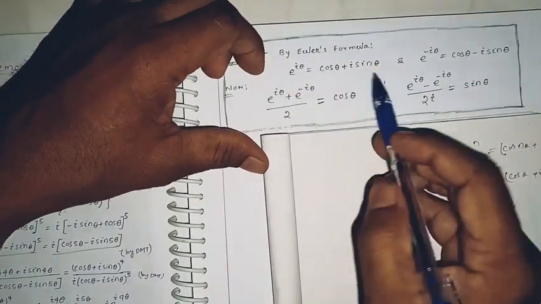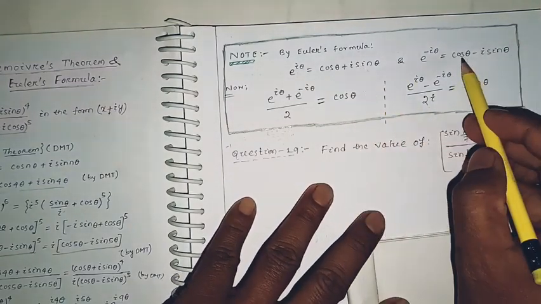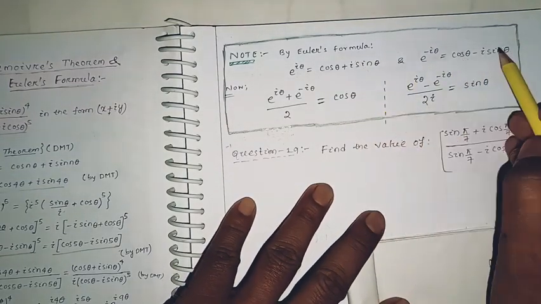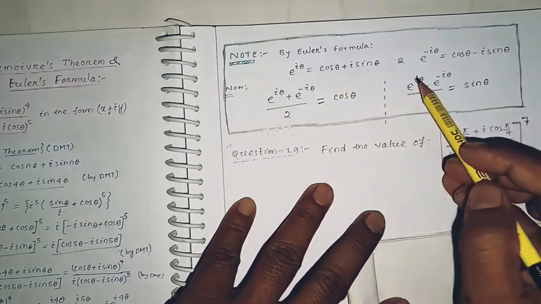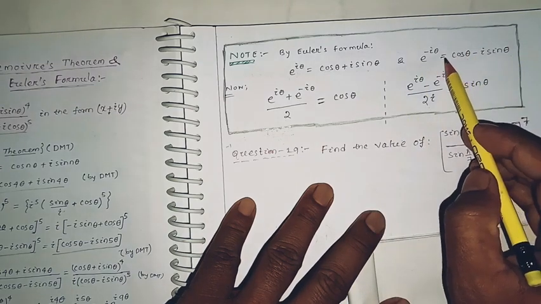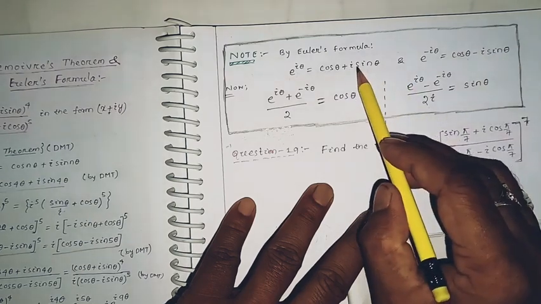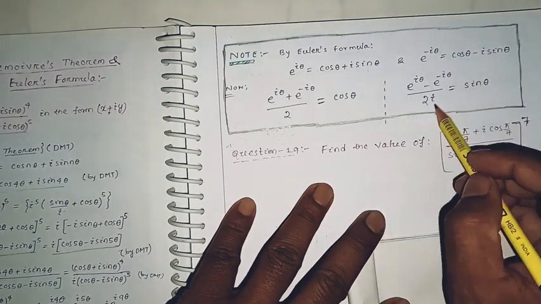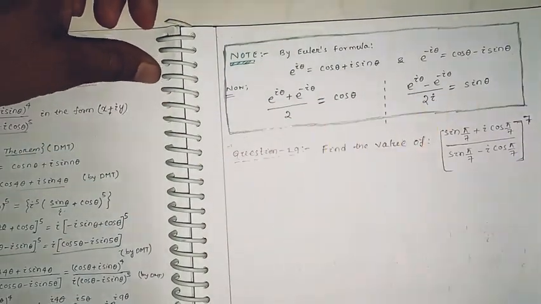Here you can see, you just add these two: cos theta plus i sin theta plus cos theta minus i sin theta. So plus and minus get cancelled. We find 2 cos theta by 2 is your cos theta. If I subtract, cos theta plus i sin theta minus this one, it will be minus cos theta plus i sin theta. So we find 2i sin theta by 2i, which is nothing but your sin theta. Just remember these two expressions.